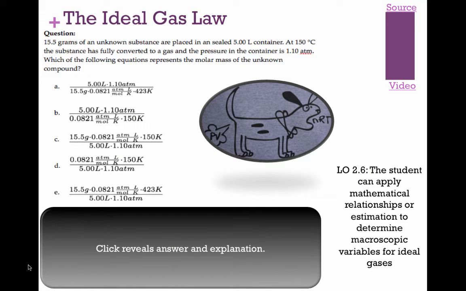Okay, ideal gas law. So here's a sample multiple choice question. I don't know where they found this picture of this dog, but I thought it was funny. So here's a question. 15.5 grams of an unknown substance are placed in a sealed 5-liter container. At 150 degrees Celsius, the substance is fully converted to a gas, and the pressure in the container is 1.10 atm. Which of the following equations represents the molar mass of the unknown compound?